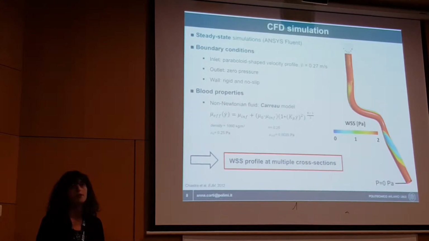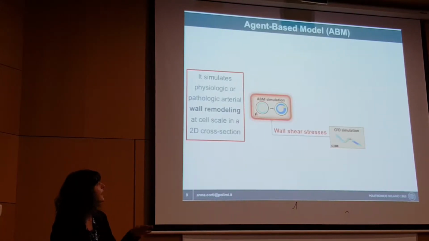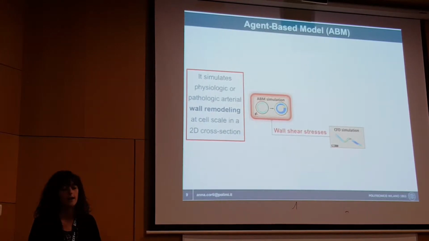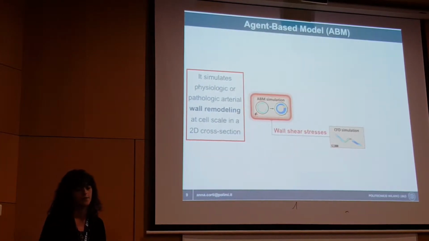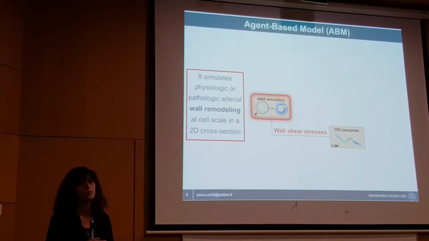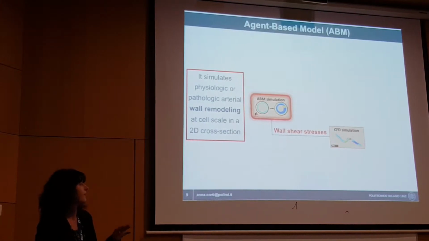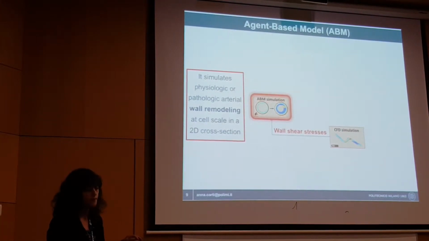So after the computation of the hemodynamics, wall shear stress profiles were extracted at the selected cross-section and used to initialize the respective agent-based model. For each of these planes, agent-based model simulations were run, and they compute a physiologic or pathologic wall remodeling by simulating cell and lipid dynamics. I will now explain the working mechanism of the agent-based model.